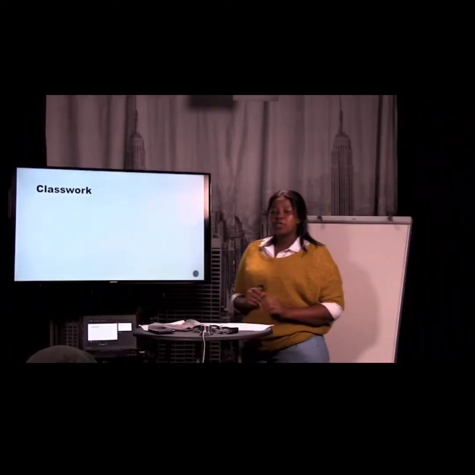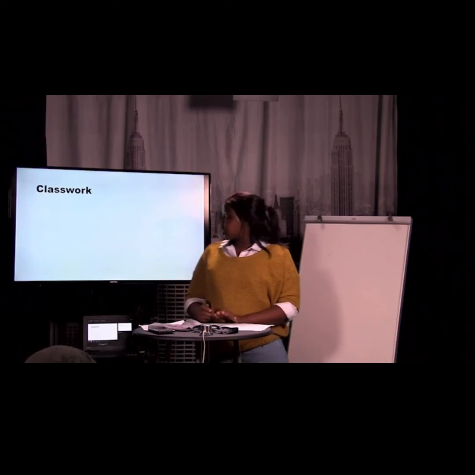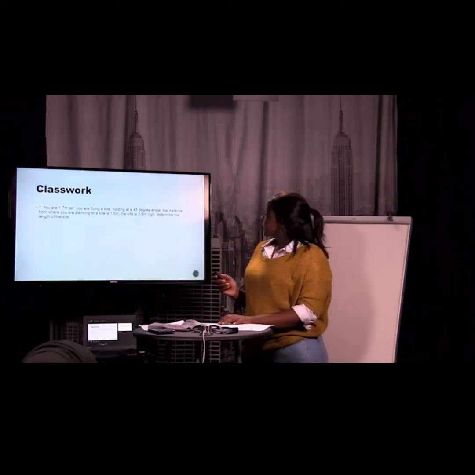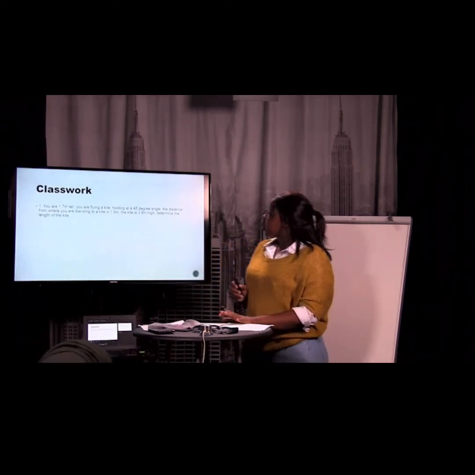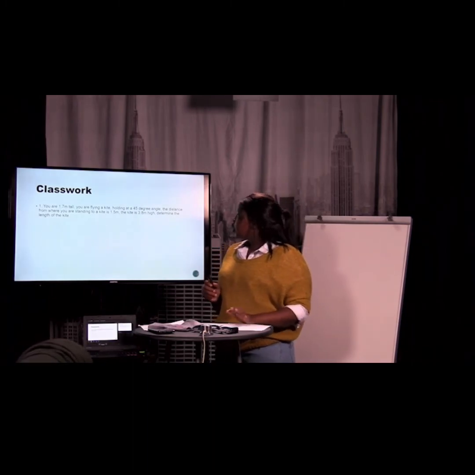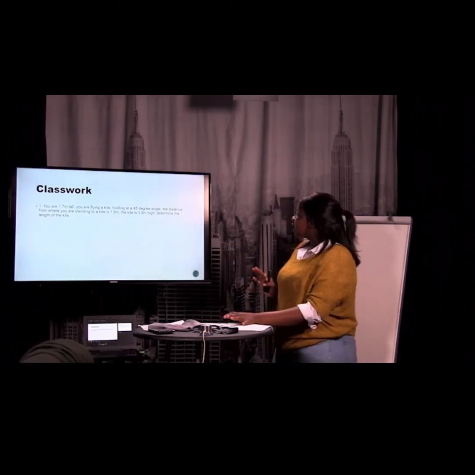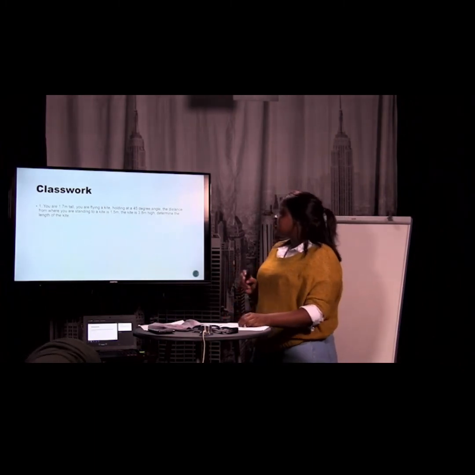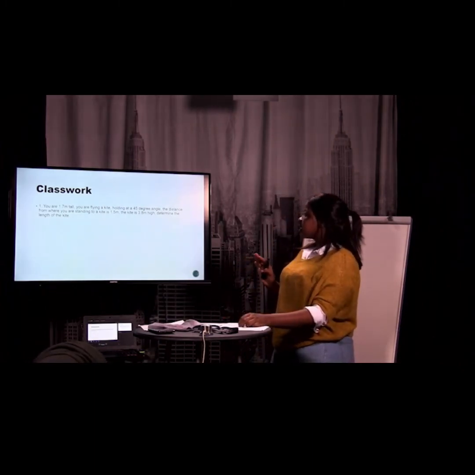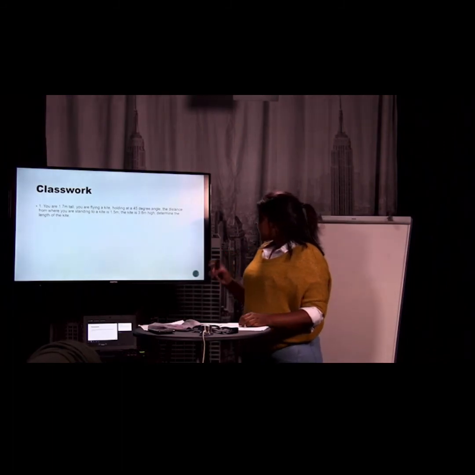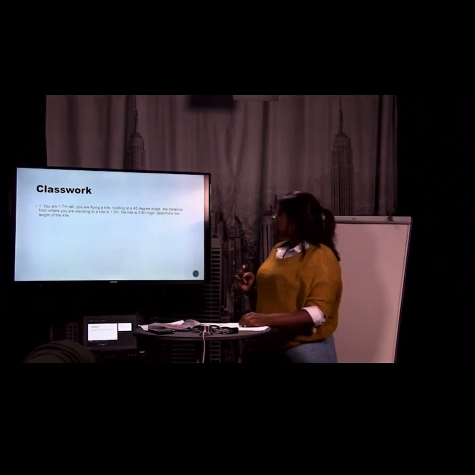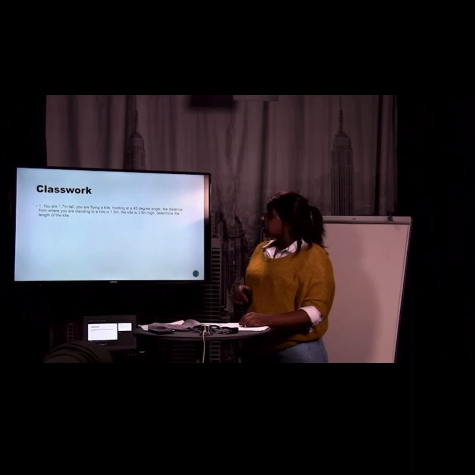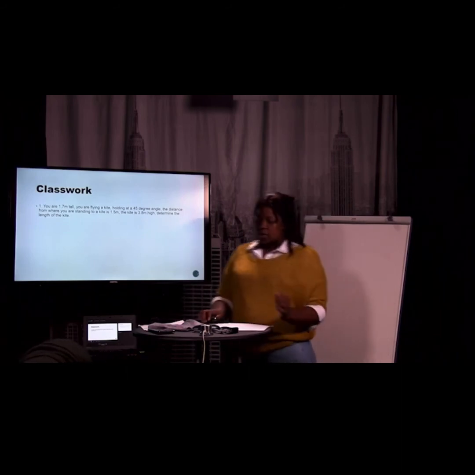Okay, so now we're going to look at different examples for your classwork. The first one says you are 1.7 meters tall. You are flying a kite, holding it at a 45-degree angle. The distance from where you are standing to the kite is 1.5 meters. The kite is 3.8 meters high. Now determine the length of the kite.